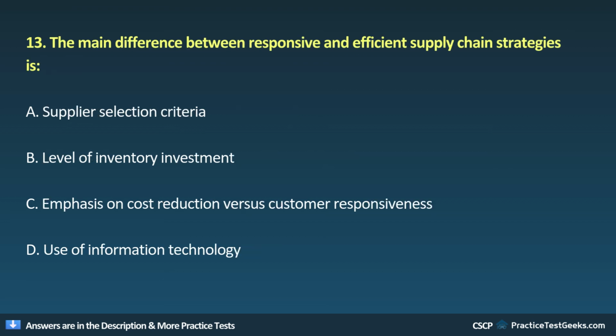13. The main difference between responsive and efficient supply chain strategies is A. Supplier selection criteria. B. Level of inventory investment. C. Emphasis on cost reduction versus customer responsiveness. D. Use of information technology.